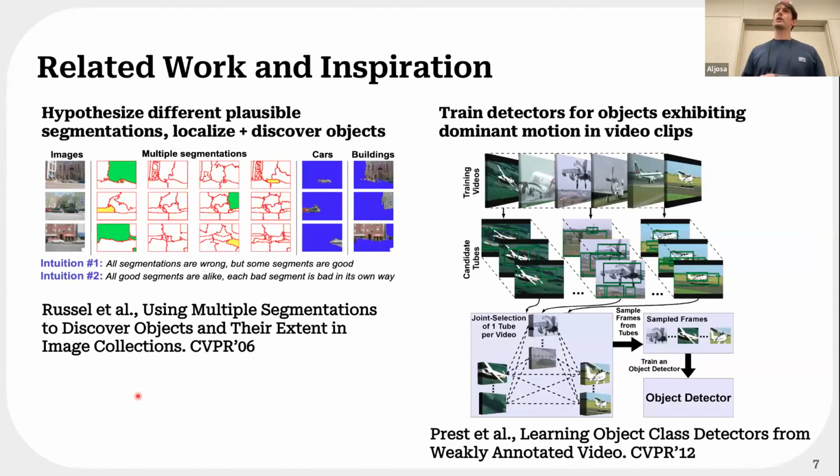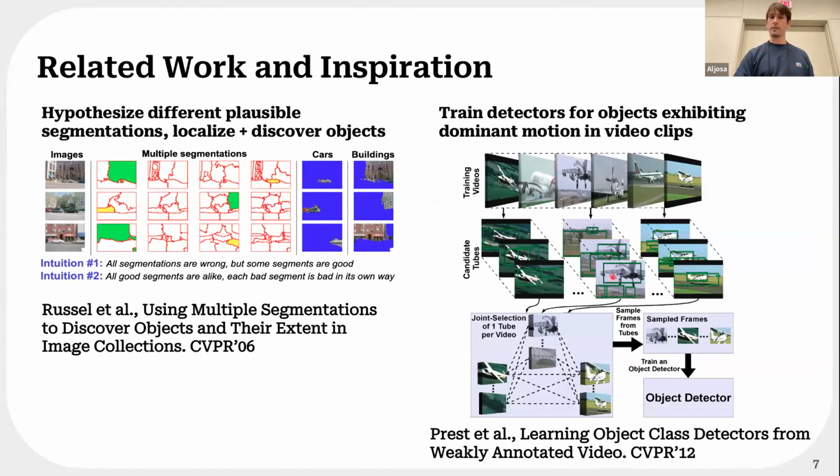Yeah, I was thinking actually about this problem already years ago when I was a PhD student, and I was really fascinated with this notion and with these papers that we can actually localize and discover objects by hypothesizing different plausible segmentations of images. So back then, folks obtained those using bottom-up segmentation techniques.